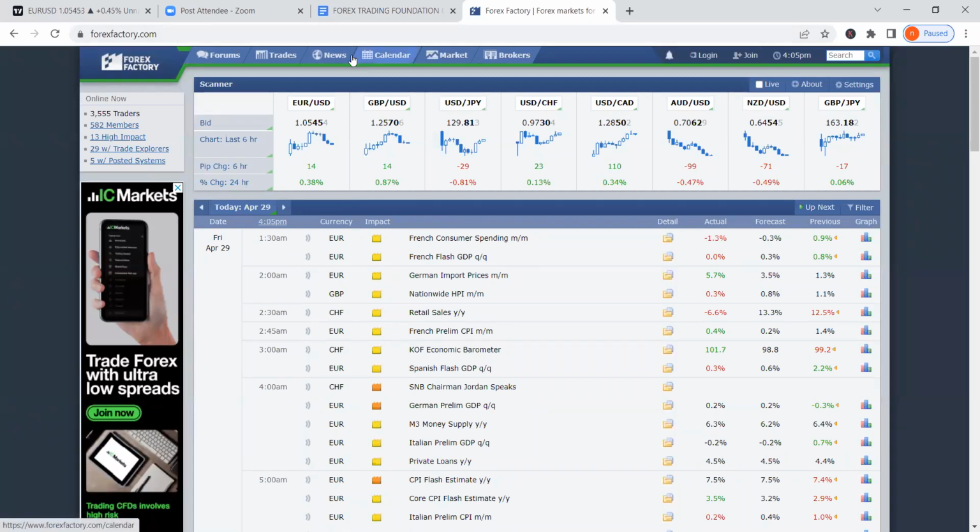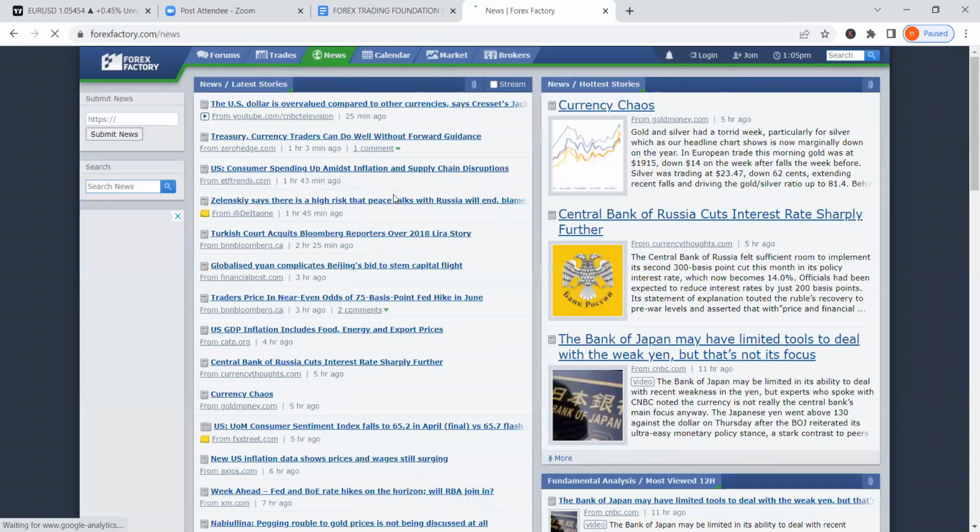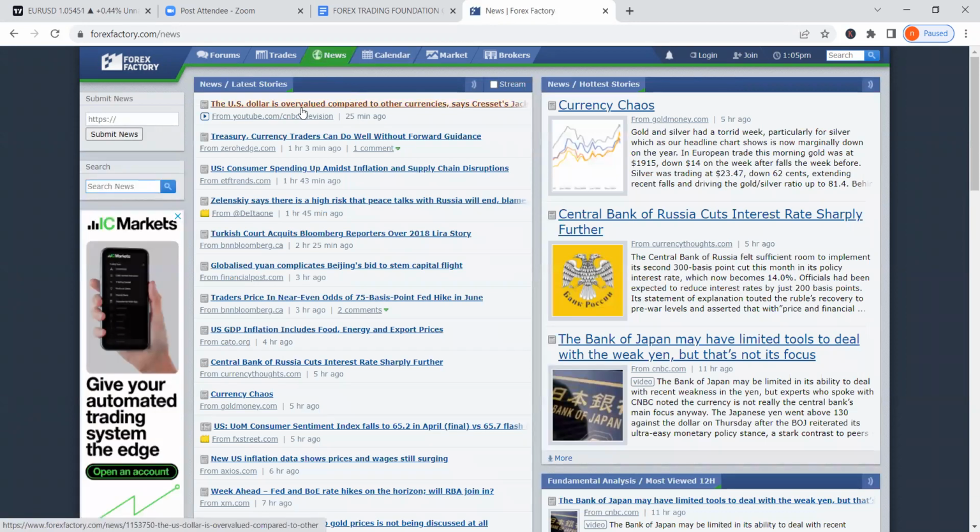So you go to calendar. Yesterday, I told you to go to news. Can you see news? The US dollar is overvalued compared to other currencies. Can you see? Treasury, currency trade. This is where you read the news. Zelensky says there is a high risk that peace talks with Russia will end. Can you see? So this means the war will continue. So here you go to calendar.